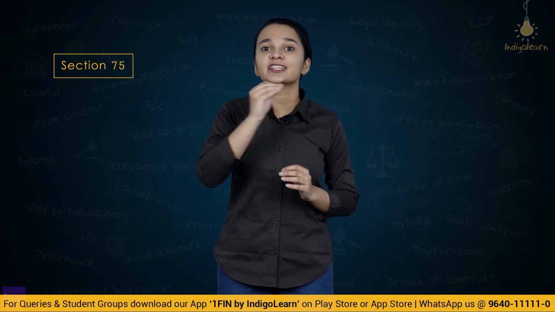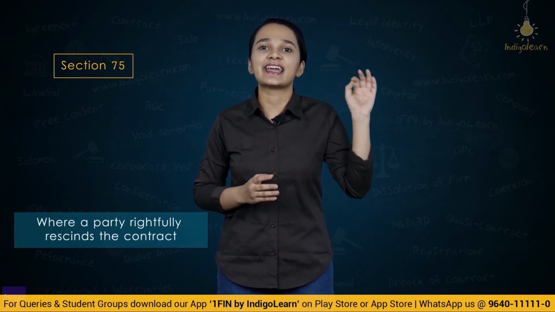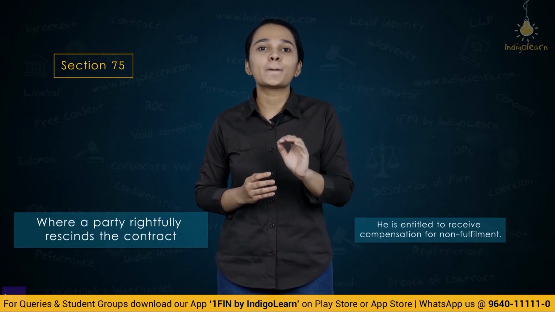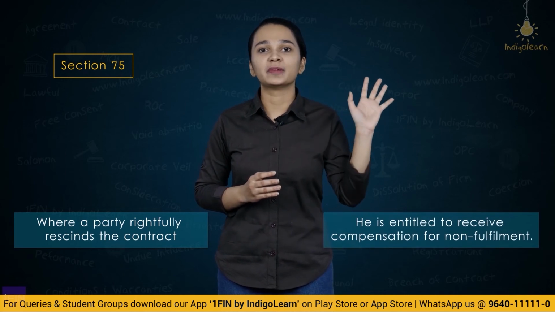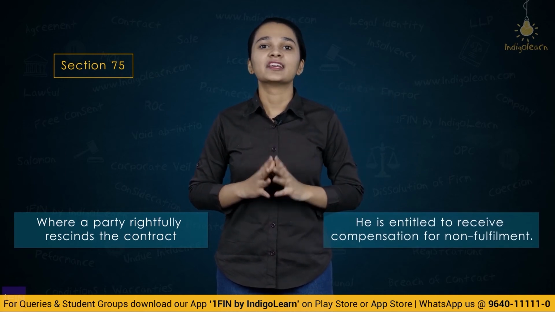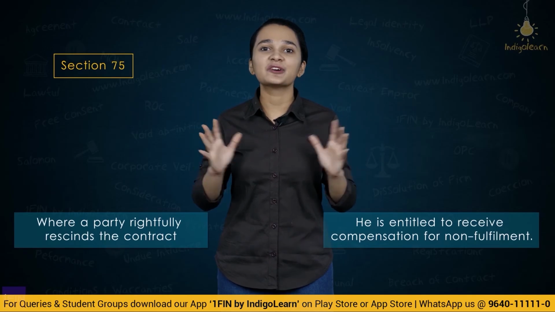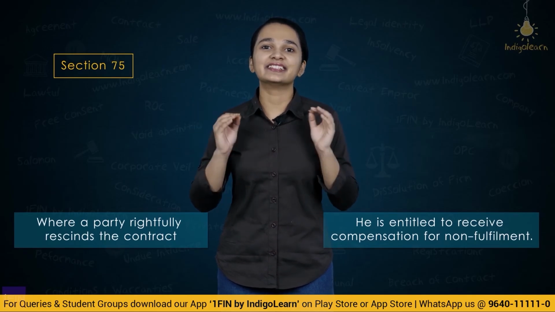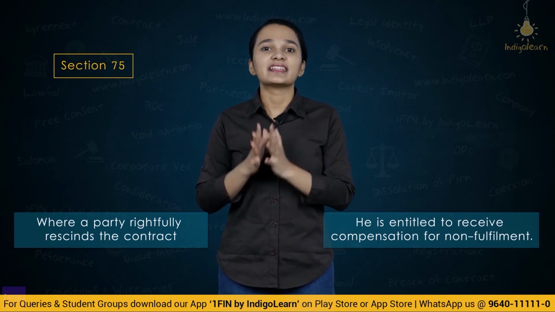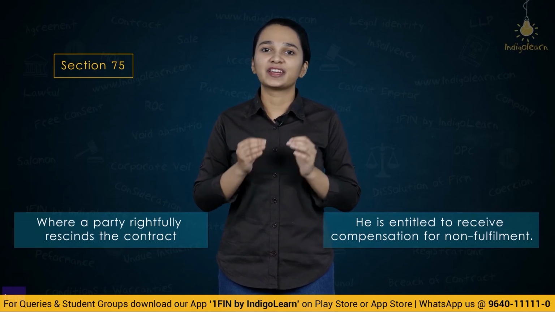So these were all the remedies which we discussed, and finally we discussed one small section, section 75, where we have understood that when a party rightfully resigns the contract, he is entitled to receive compensation due to non-fulfillment of the promise. So with this, we have now summarized the entire Unit 5. Let's now move ahead to Unit 6.